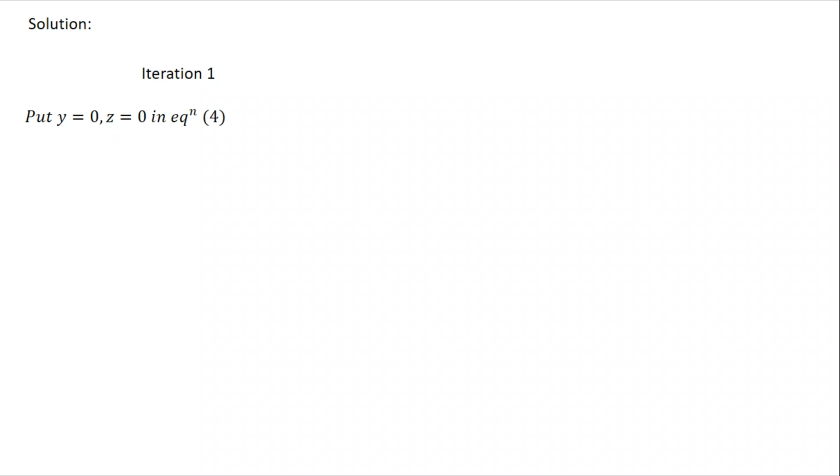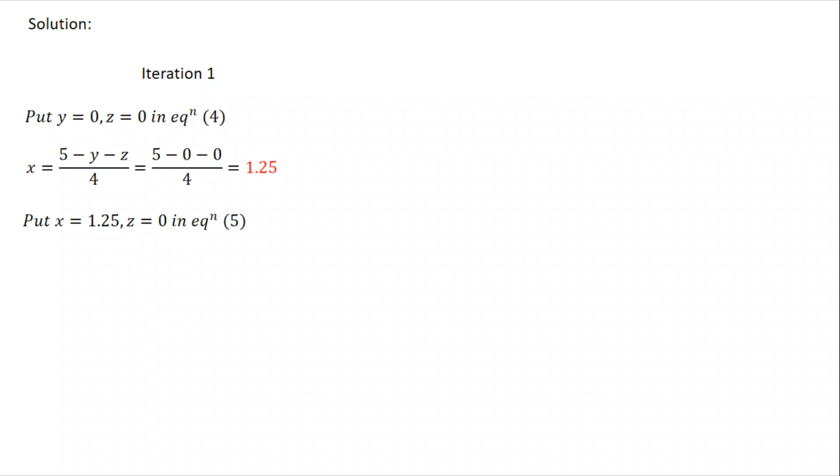For the first iteration, put y = 0 and z = 0 in equation 4. Then equation 4 becomes x = (5 - y - z) / 4 = (5 - 0 - 0) / 4. After simplification we get 1.25.